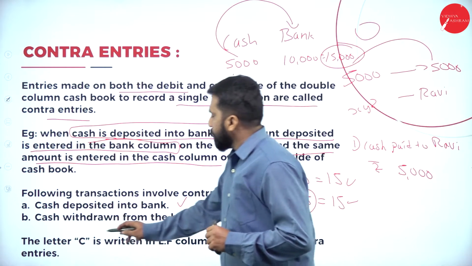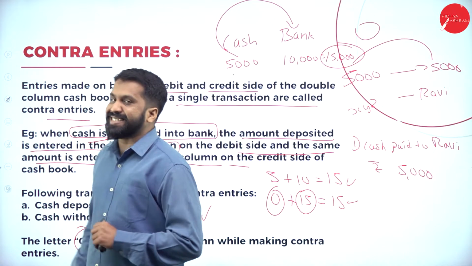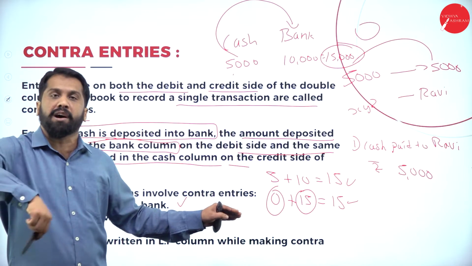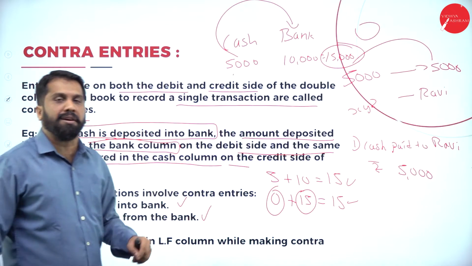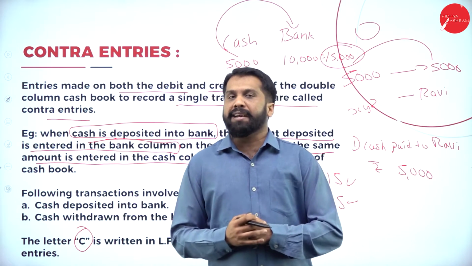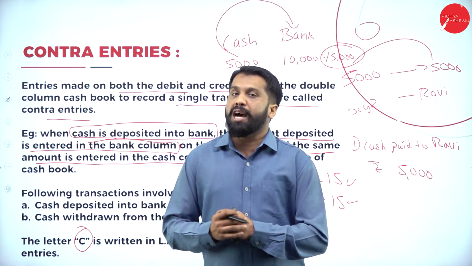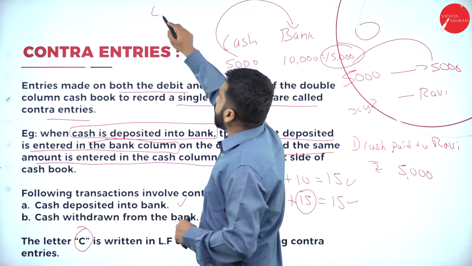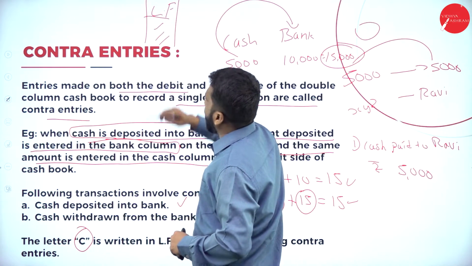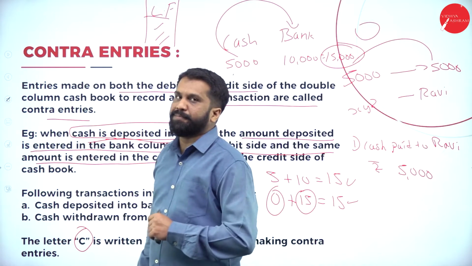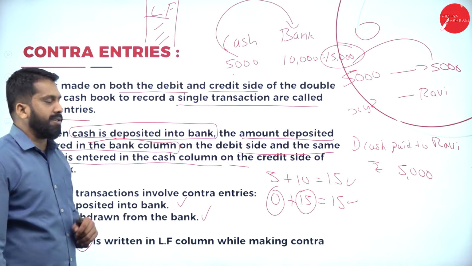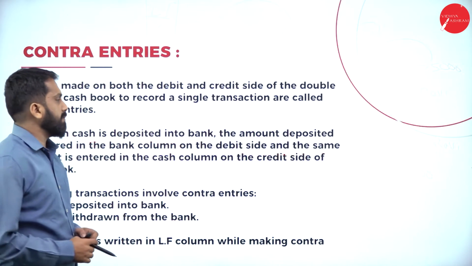Now, we use the letter C. So wherever we do this kind of transaction within yourself, we call it contra, and we have to mention that as C. Where do we write that? Where do we have space? You have a space called LF, ledger folio. In this space you have to write it. Clear? Yes, this is all about your format as well as your understanding purpose.